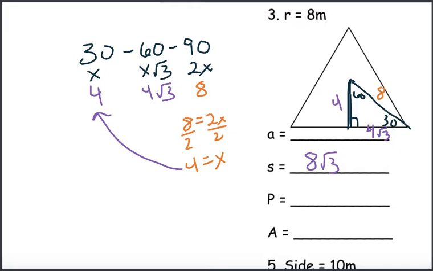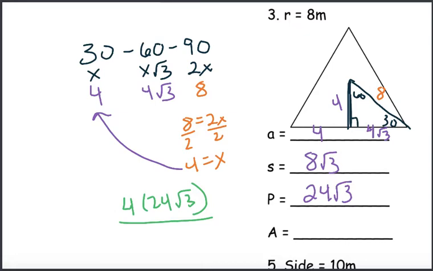The apothem, lowercase a for apothem, is in the picture here. It's the 4. The perimeter, if we have a side of 8 root 3 and we have 3 of those, then the perimeter is 24 root 3. And then for the area, we're going to do 1/2 apothem times perimeter, so we're just going to do apothem times perimeter divided by 2.